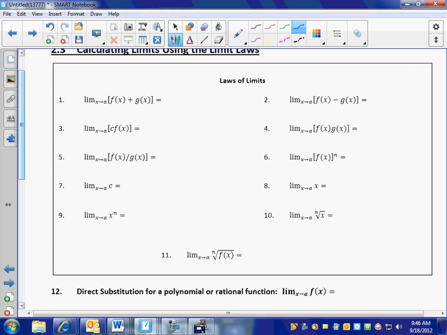Section 2.3 really says this. It starts out with identifying certain laws of limits, and these are helpful for us. If we begin here, it says the limit as x approaches a of f of x plus g of x. If you had two things added together, let's say x squared minus 3x, you could simply take the limit of those two pieces separately. In other words, the limit as x approaches a of f of x, and then you could add on to that the limit as x approaches a of g of x.